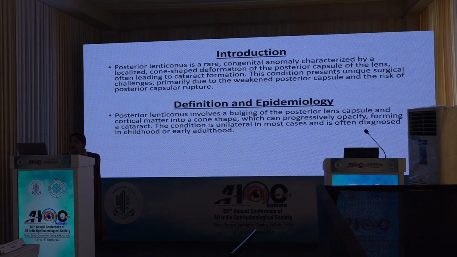If we define it, it involves a bulging of the posterior lens capsule and cortical matter into a cone shape, which can progressively opacify, forming a cataract. The condition is unilateral in most cases and is often present in childhood. So again, the chances of amblyopia increase in childhood.